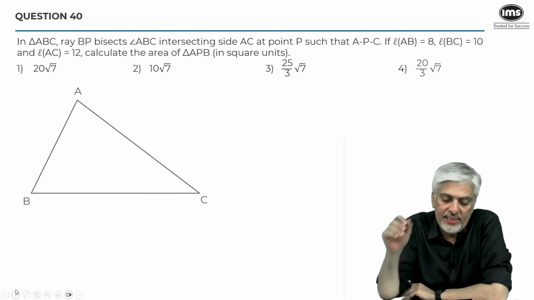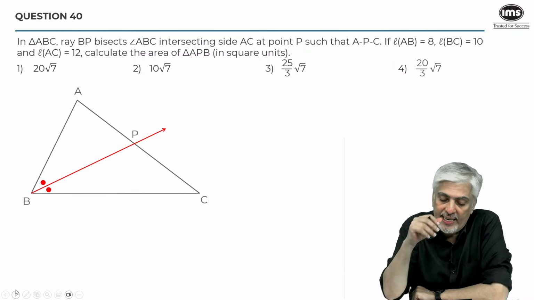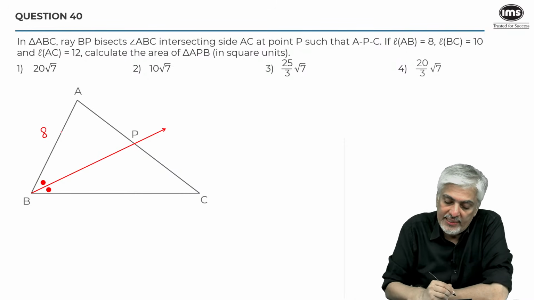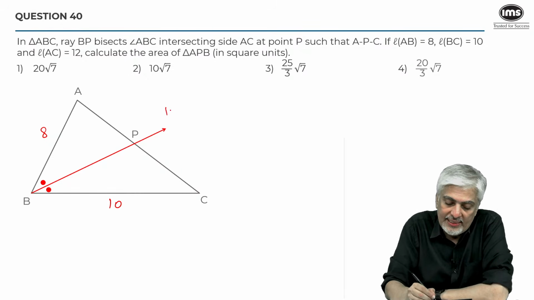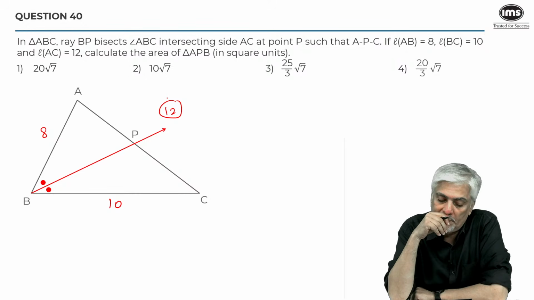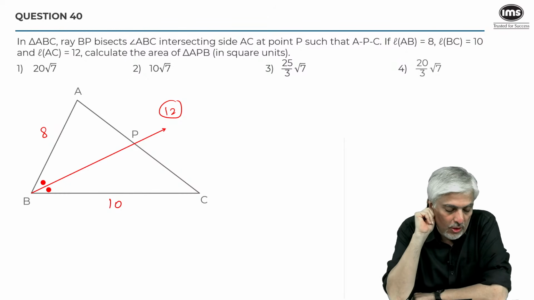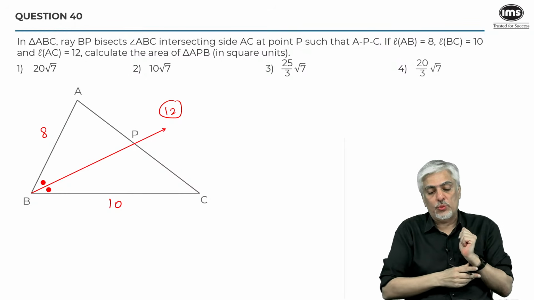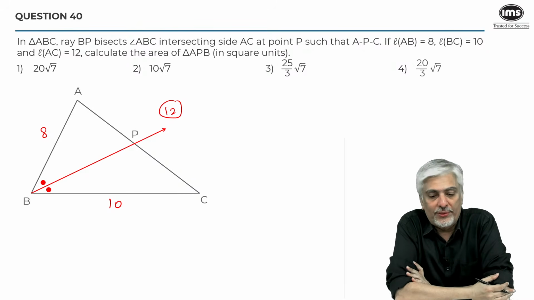ABC is a triangle. AP bisects angle ABC intersecting AC at P. AB is given 8, BC is given 10, and AC has been also given as 12. Calculate area of triangle APB. Okay, let's see. Can people do a good method for this question?